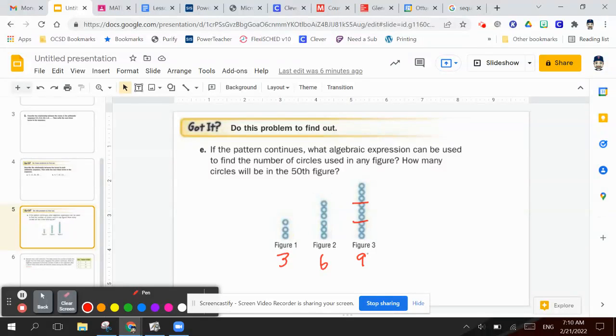So what can I write for an algebraic expression? Well, I know if the figure is f, I know that if I take 3 times f, whatever the figure is, I know I get that many circles. So my algebraic expression is 3f. That means 3 times whatever figure it is. So then to find the 50th figure, I'm simply going to take 3 times 50 to get 150 circles.